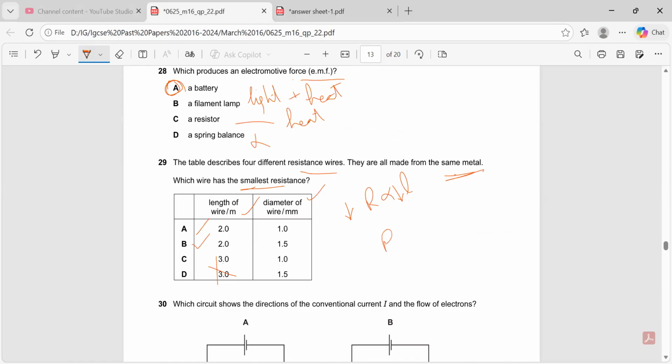Now, resistance is inversely proportional to area. So if area is greater, resistance will be smaller. But see, area is equal to pi d square by 4. So when the diameter is greater, area will be greater. Now check. Diameter is greater here. So dear friends, answer is B. So 29, answer is what? B. Yes, Maham, you are correct. So 29 is B.